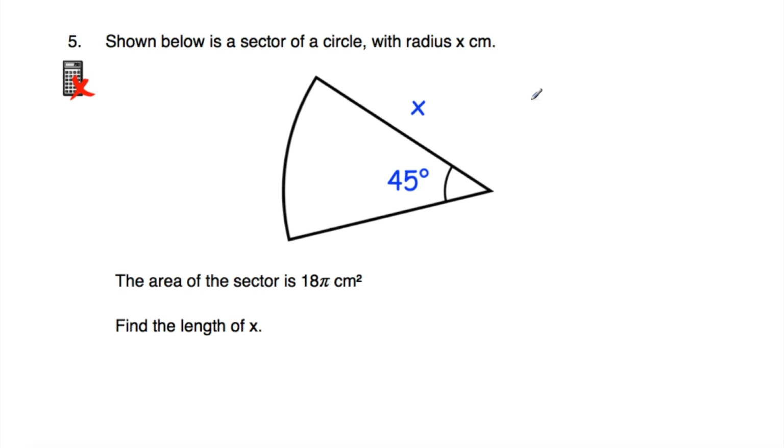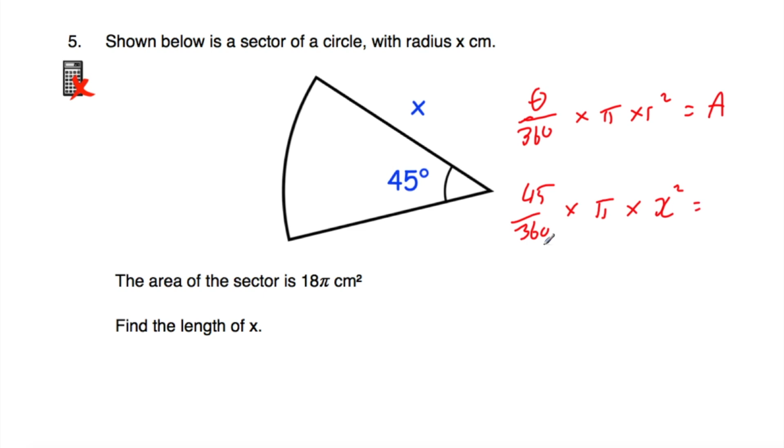Okay, so let's write down the formula. So we've got beta over 360 multiplied by pi multiplied by the radius squared is equal to the area. So here beta, well, the angle is 45 degrees, so we've got 45 over 360 multiplied by pi multiplied by the radius, which is x squared, so x squared is equal to the area, and here the area of the sector is 18 pi.